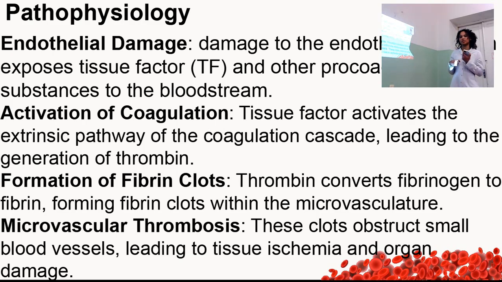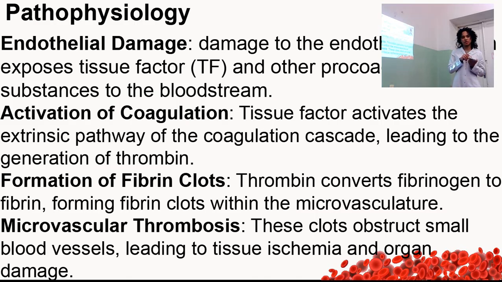Pathophysiology. There's endothelial damage. Damage to the endothelium exposes the tissue factor. Hence, there are substances in the bloodstream which coagulate. There is activation of coagulation. The tissue factor activates the intrinsic pathway of the coagulation cascade, which generates thrombin. Then there is formation of fibrin clots. Thrombin converts fibrinogen to fibrin, forming fibrin clots within the microvasculature.